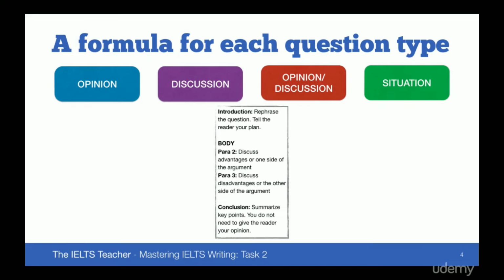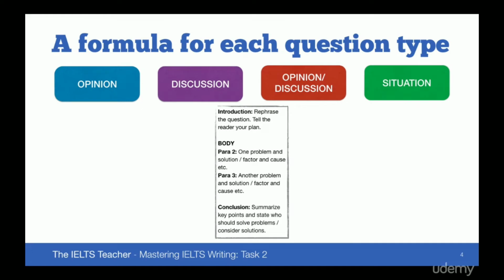Look at this one here. In the introduction, we rephrase the question, we tell the reader our plan. In the body, we discuss the advantages in the first body paragraph, and in the second body paragraph, we discuss the disadvantages. The conclusion will summarize the key points, and we don't need to give the reader our opinion. Which question type do you think this structure matches?